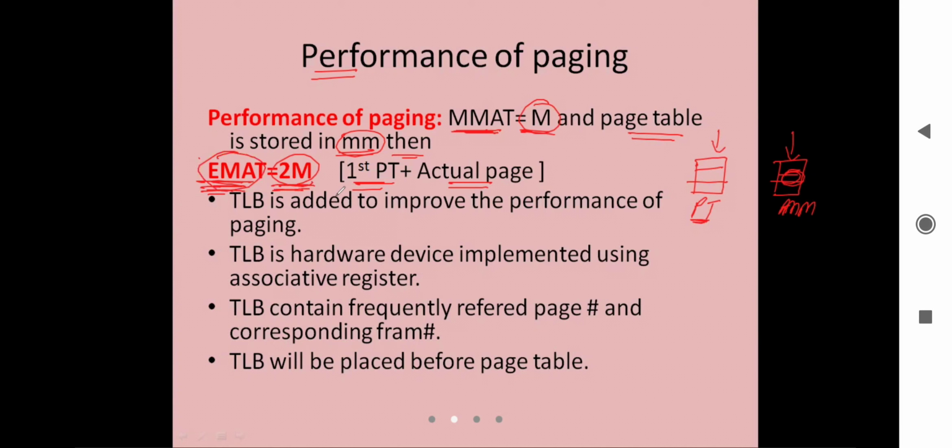So the effective memory access time is twice of M. Till this part, is it clear?